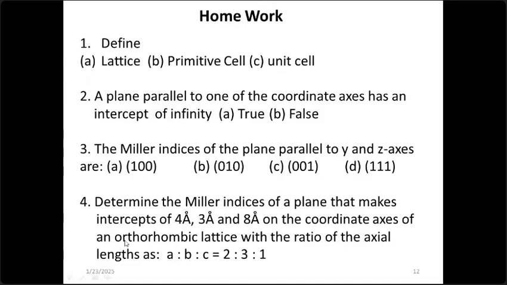So this question determines the Miller indices of a plane that makes intercepts at 4 angstrom, 3 angstrom, and 8 angstrom on the coordinate axes of an orthorhombic lattice with the ratio of the axial lengths. Now this question is very interesting and I want each one of you to do it. You can even see we are given the ratio of the axial length A to B to C as 2 to 3 to 1. So please do these questions.